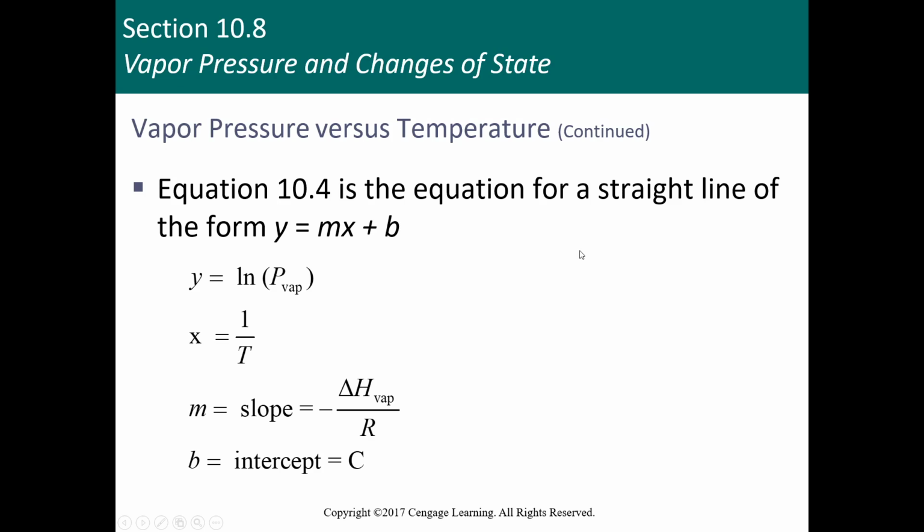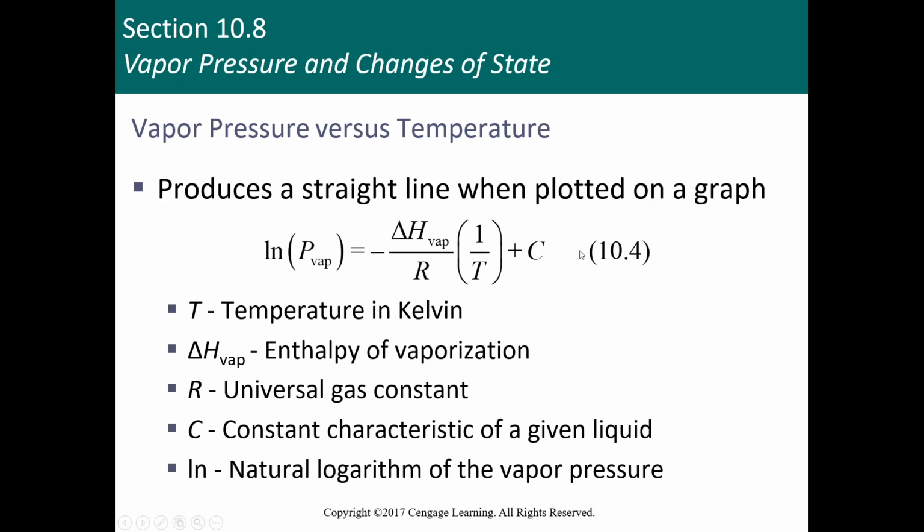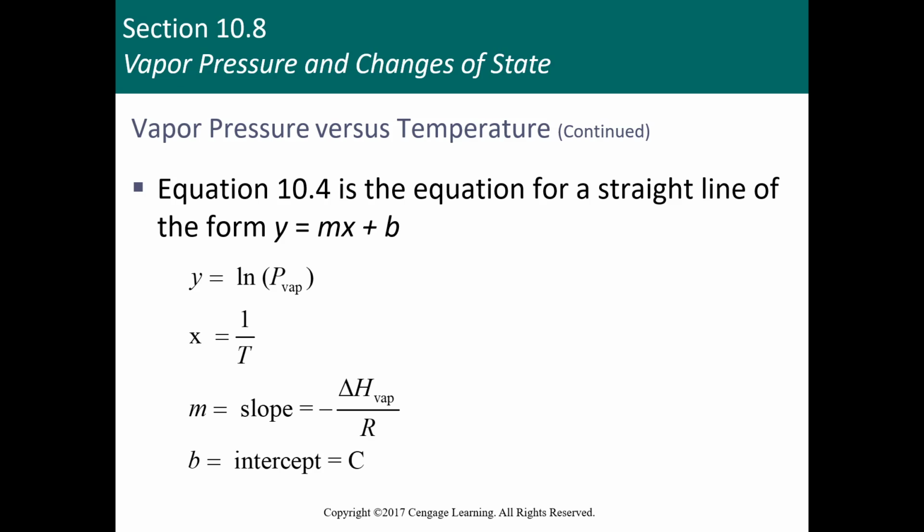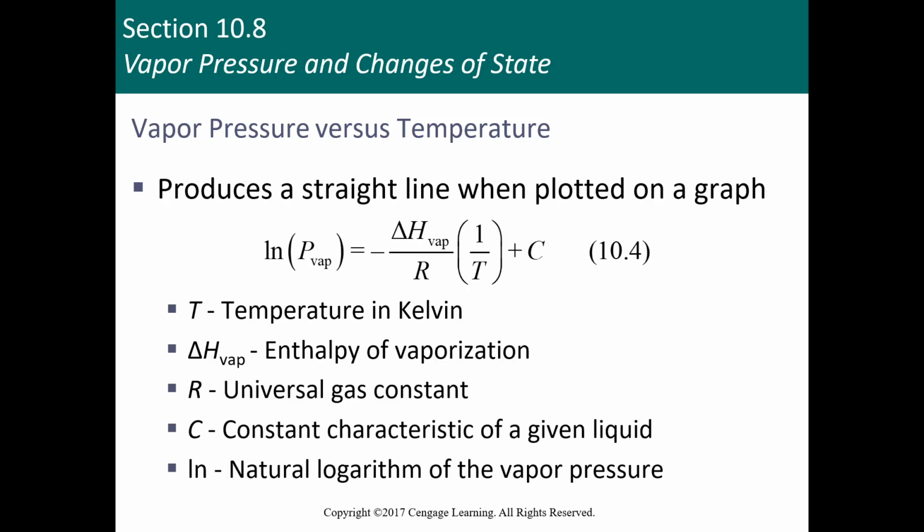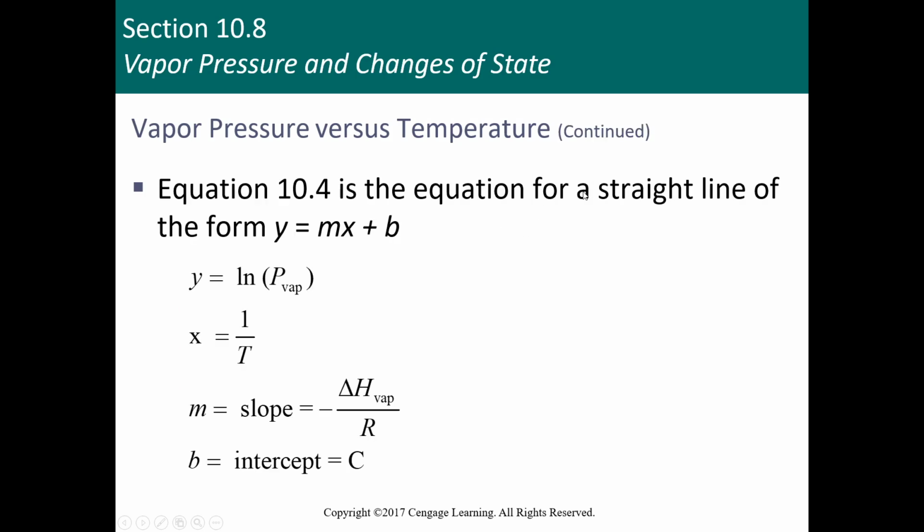So equation 10.4 that we just looked at will actually give you something that looks like a straight line. You can see it if you look at it. The natural log of the pressure is your y, negative delta H over R is your slope, 1 over T is your x, and this right here is the plus. So of course this entire term is y, that's x, that's your slope, and this is your intercept right here, that's C.